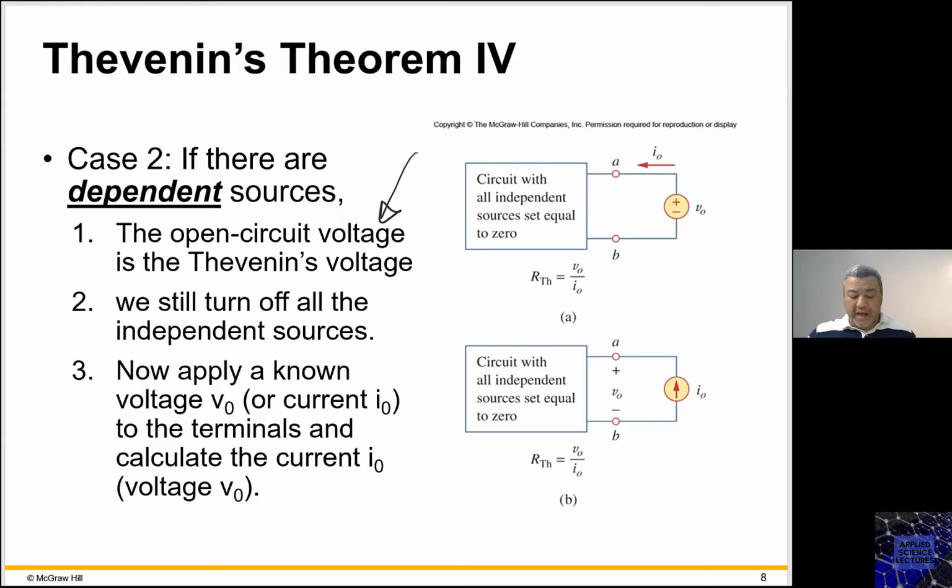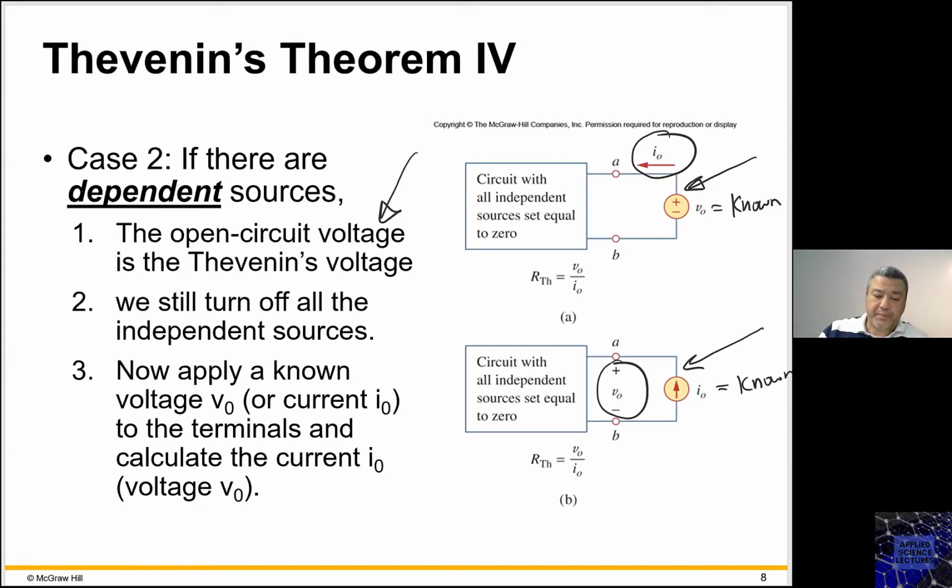In this case, I will need to do two things. I will switch off the independent sources. However, I will hook up a voltage source at the output or a current source at the output and either calculate. So I know this voltage, this is known. I need to calculate this. Or I know the current source and I need to calculate the voltage across this current source.